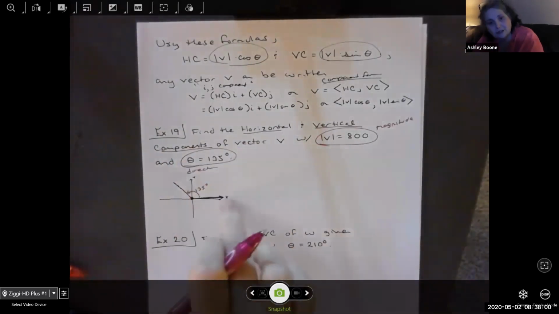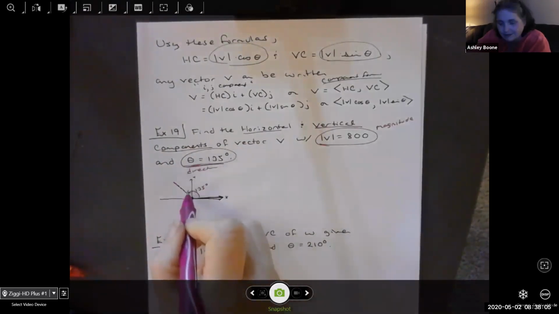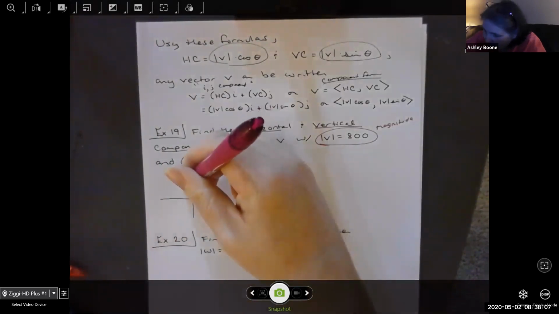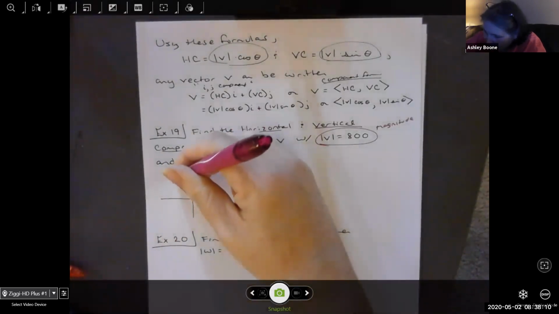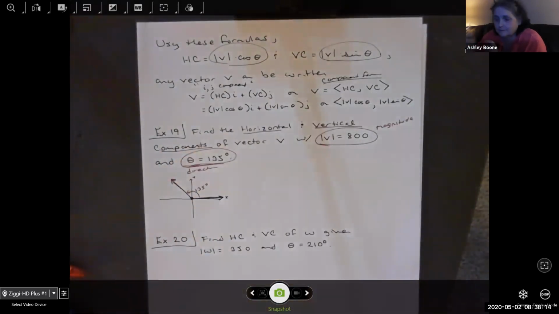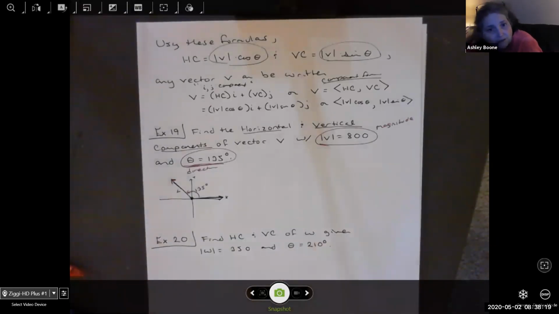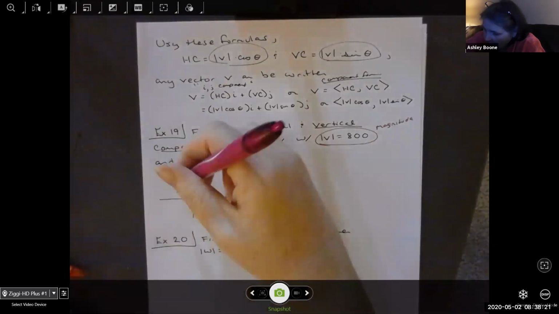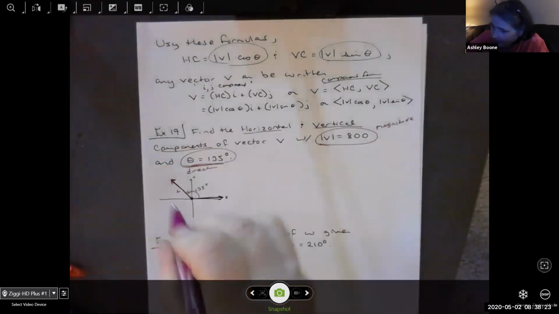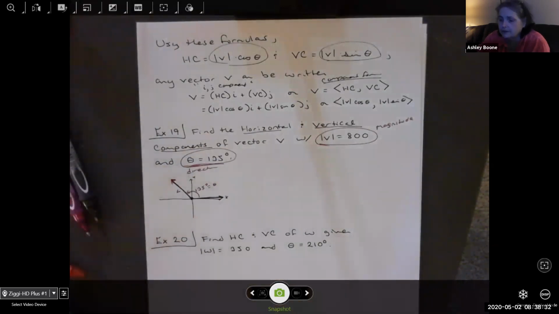So starting at the standard position, if we go a direction of 135 degrees, our vector is going to be going up and to the left. This is our vector v, and the length of that vector is 800. So right here's our vector. Central angle theta tells us the direction. So we know that's how we get that. We want the horizontal and vertical components.